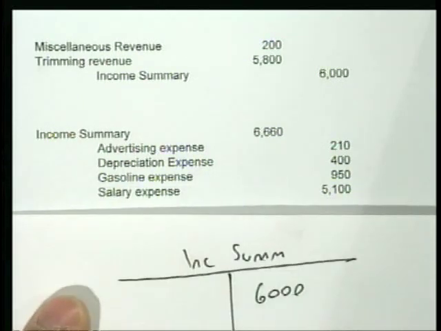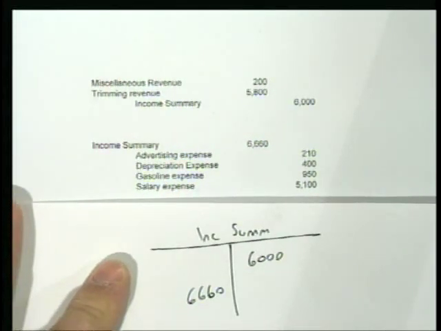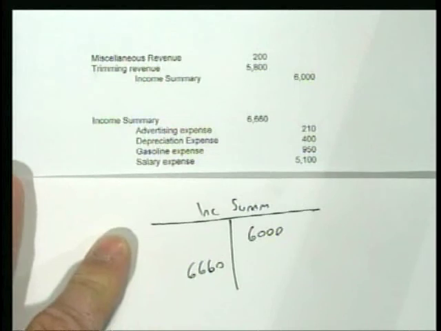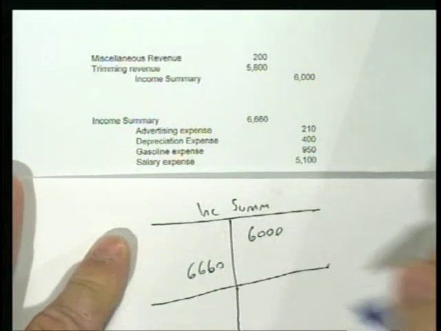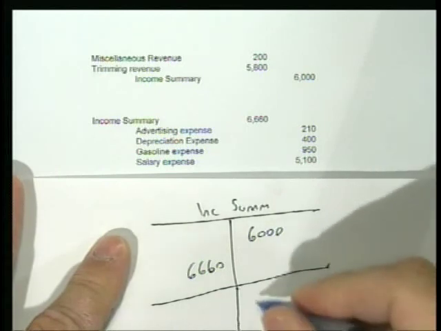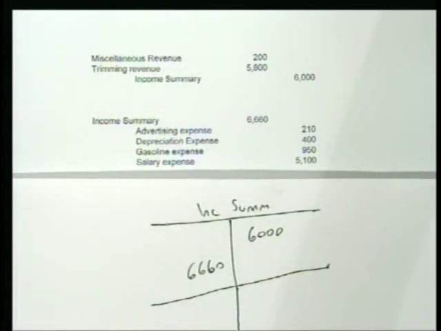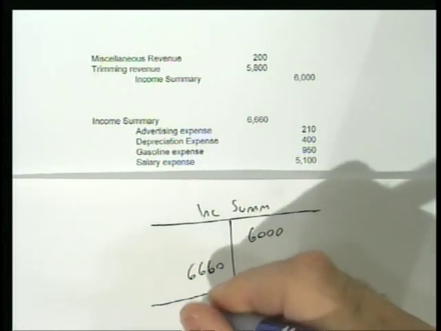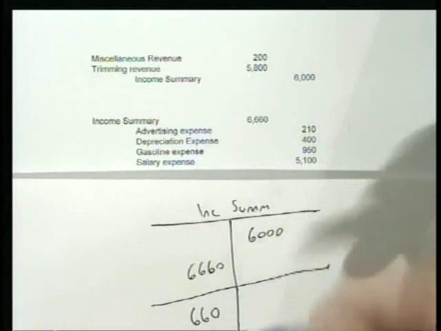Oh, I need to move that up. Thank you. Okay. So what is the balance at this point? Don't say negative 660. There are never, ever, ever negative numbers in a T account. So the way we reflect this is that it has a balance of 660 on the debit side. Does that make sense?